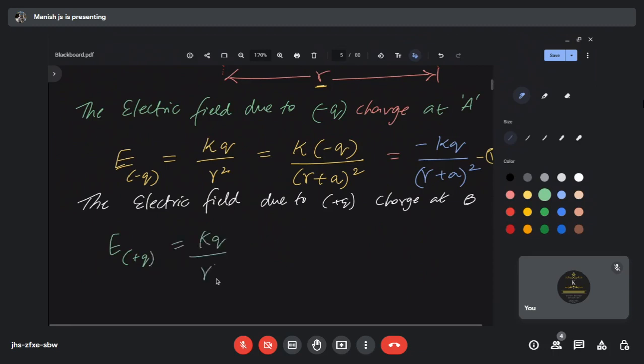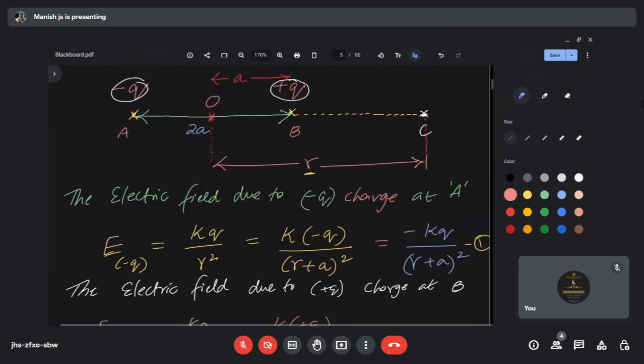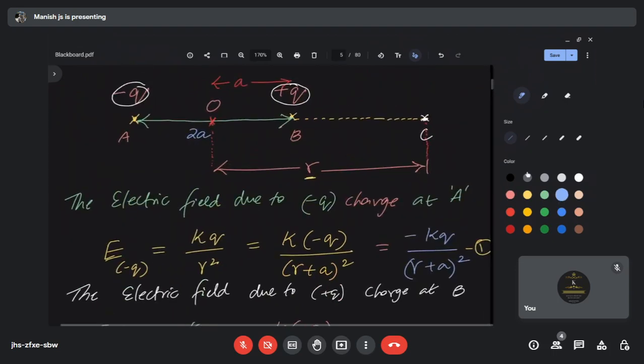Okay, let me write it first. E is equal to kq by r square, correct. Now k times charge is plus q, so I am putting plus q. Now you have to tell the value of r correctly. Since I am talking about the plus q charge, that is the distance between this and this. So what is the distance between B and C? How can we find this distance? Distance between O and C we know, that is fully R. So don't you think if you subtract OB, you will get BC? OC minus OB will give you BC.